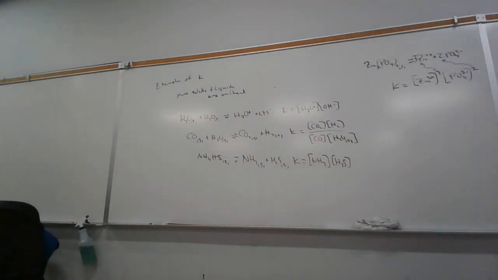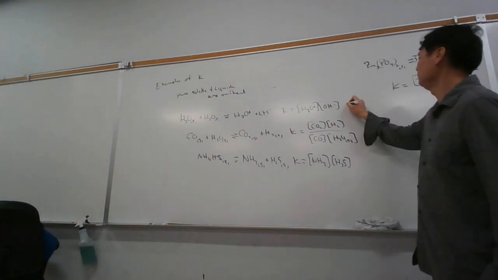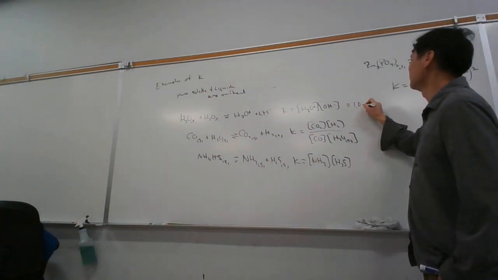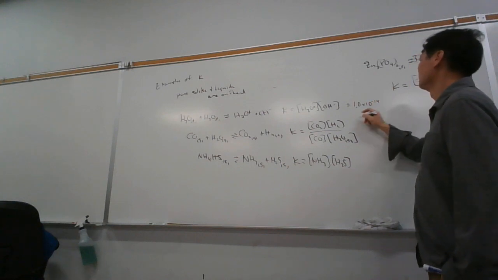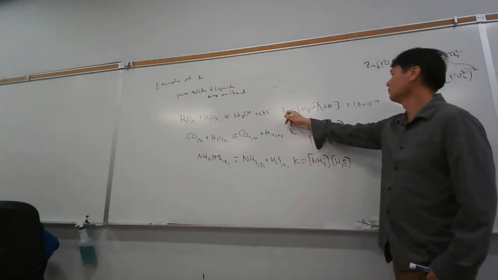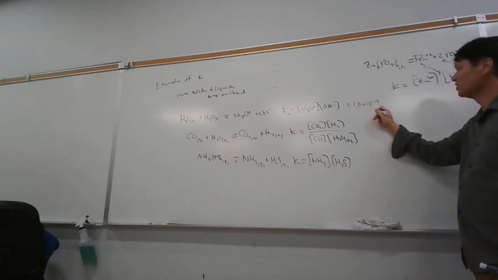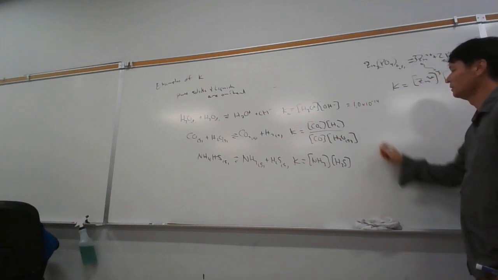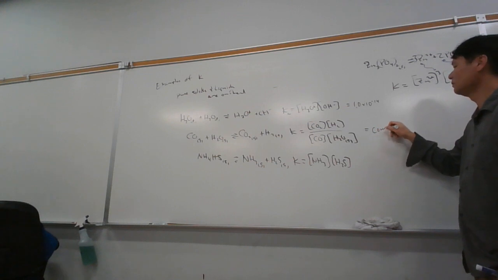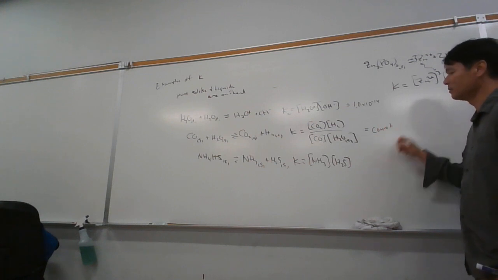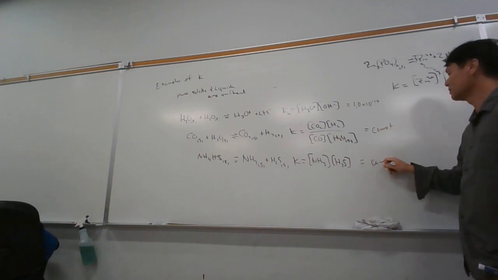You aren't going to have to derive any of these. These are just showing it. And then there's a number for this. This is a constant. This is a very famous number called KW. In Chem 1B, everybody memorizes this number, 1.0 times 10 to the minus 14. This is a constant. I don't know what the number is for this, but there's a number for this. This is a constant here.